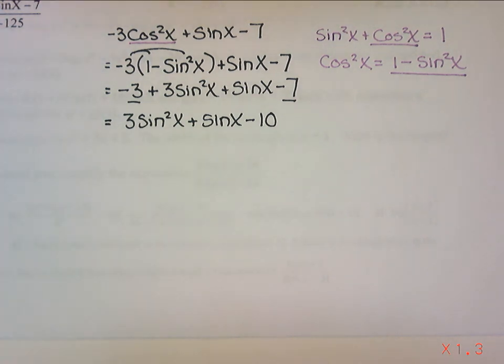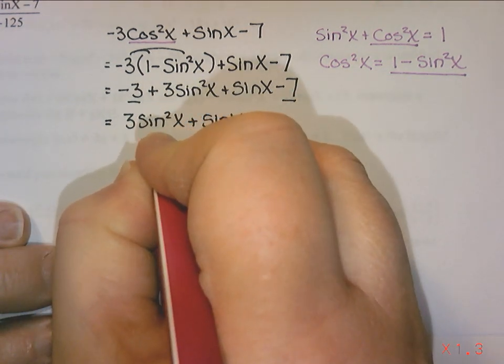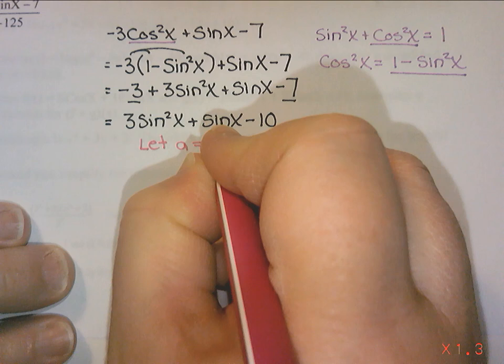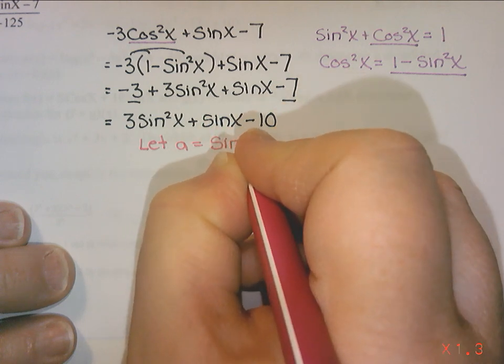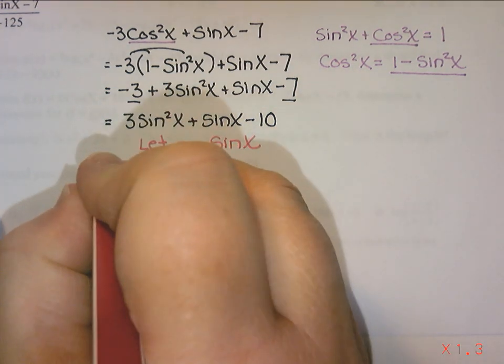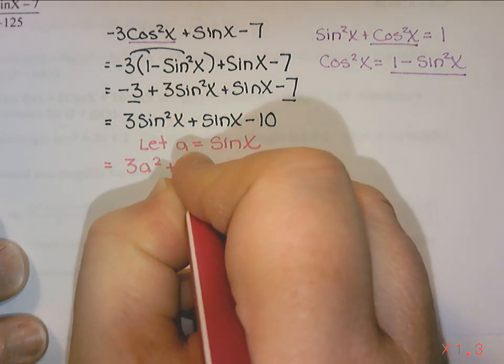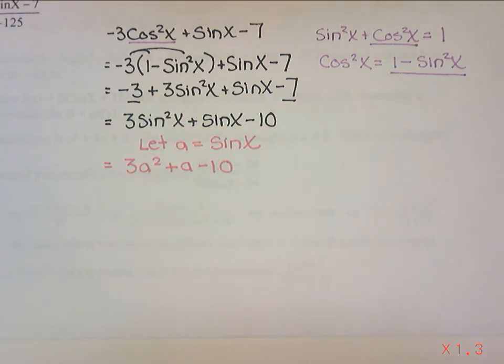If I do that, I would take out the sine x and maybe use an a instead. So if I do that, this is going to become 3a squared plus a minus 10. So this does have three terms. They do not have anything in common. So I can use decomposition.